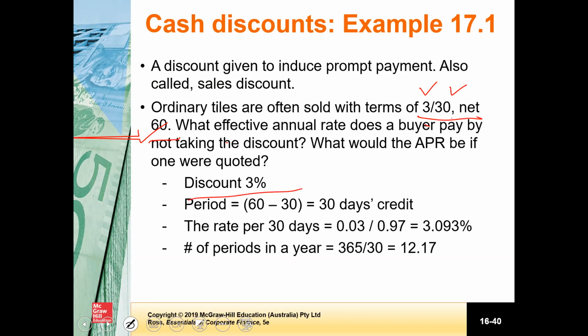So the discount rate is 3%, right? And if you do not take the discount, you will pay on 60 days instead of 30 days, so you actually get an additional 30 days. For not taking the discount, 3% discount divided by 0.97, so the rate per 30 days is 3.09%. And if we calculate it on a yearly basis, then it's going to be 12.17%.